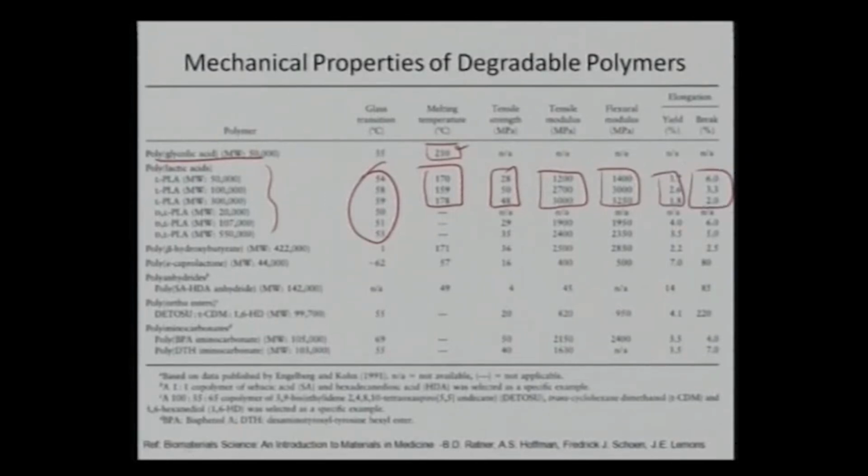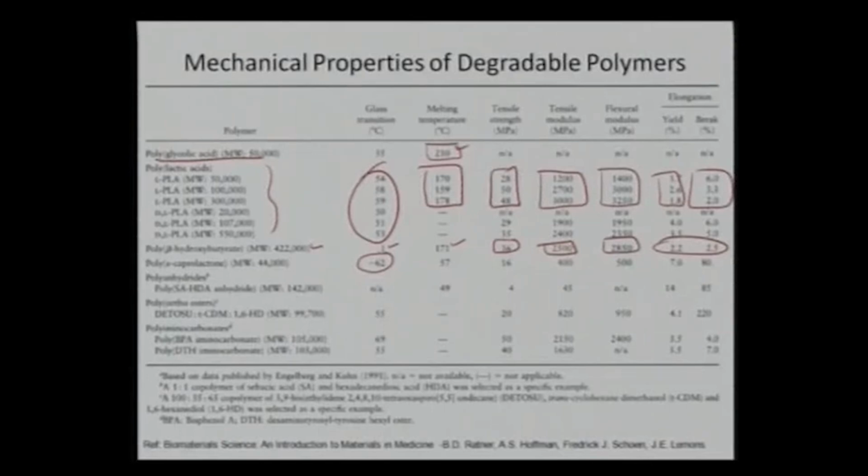And then we have polyhydroxybutyrate, PHB. Again we can see that it has a very low glass transition temperature, so it can be worked very easily. It has a melting temperature of 171, a tensile strength of approximately 36 MPa, and a very high tensile modulus, but at the same time it possesses a very high flexural modulus as well, and it provides a generic yield and break percent elongation. And with caprolactone, the glass transition is -62, which makes it very flexible at room temperature.